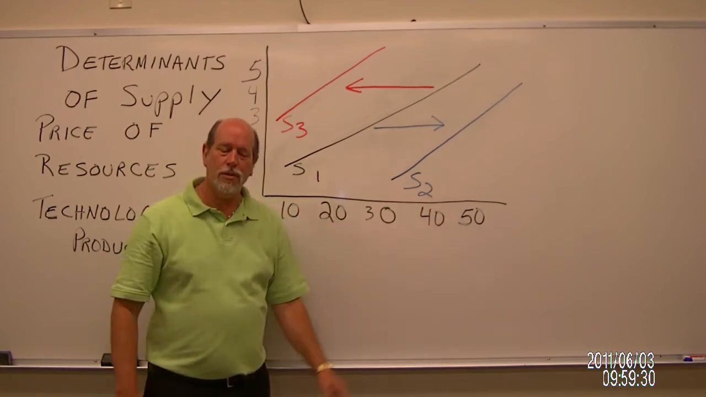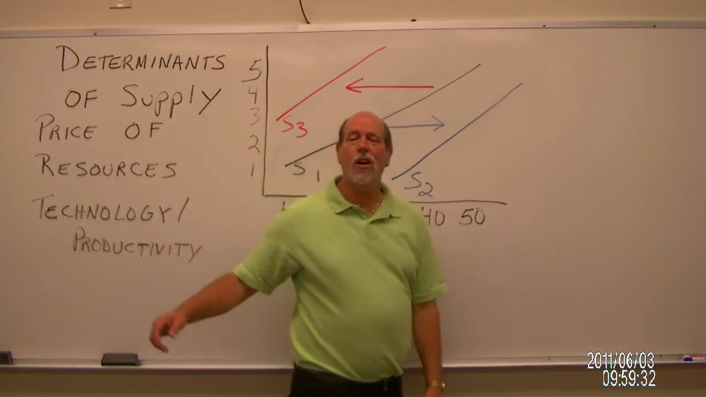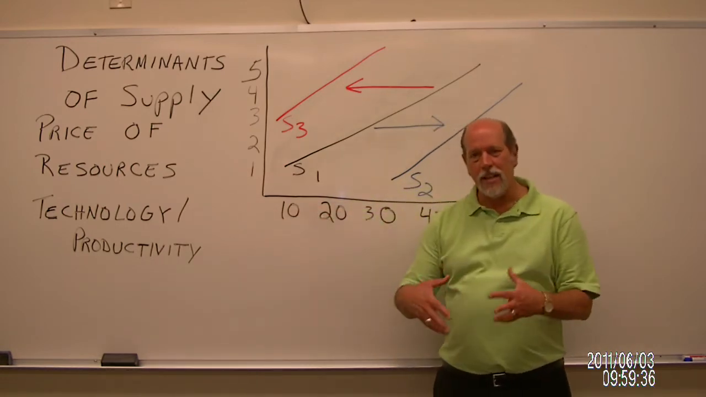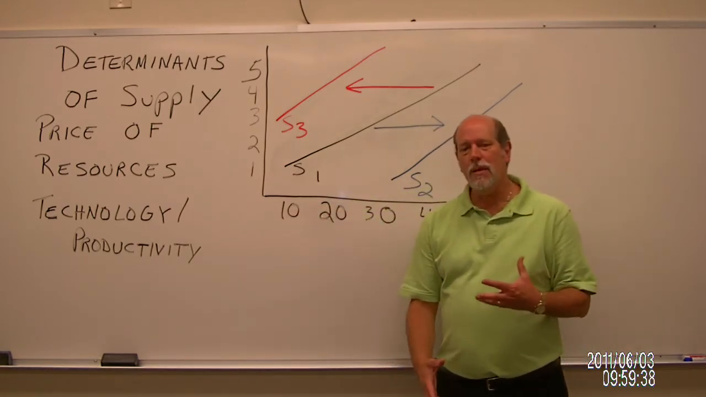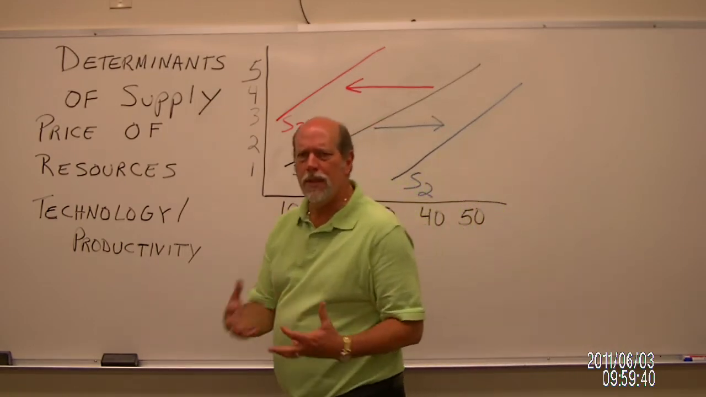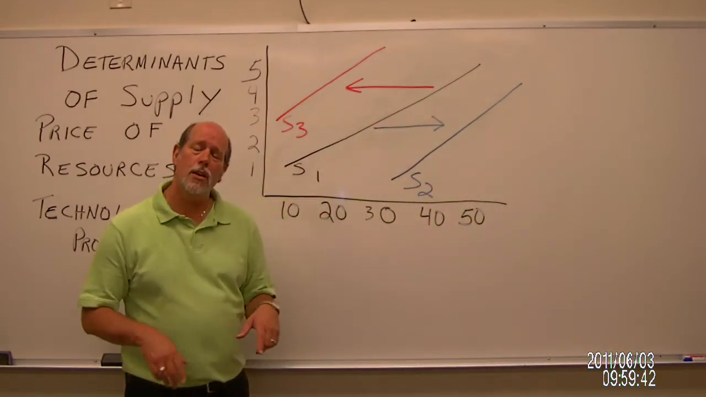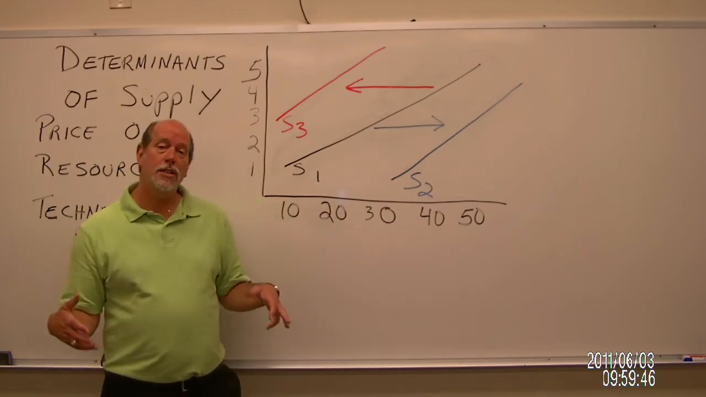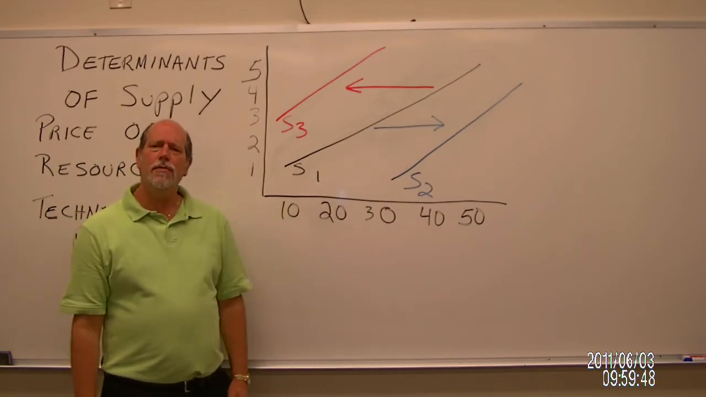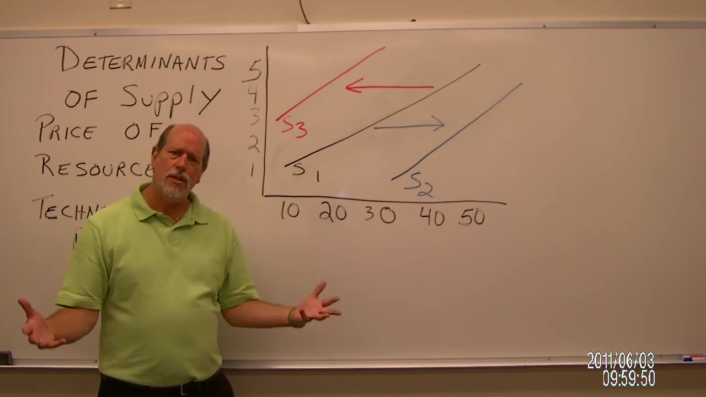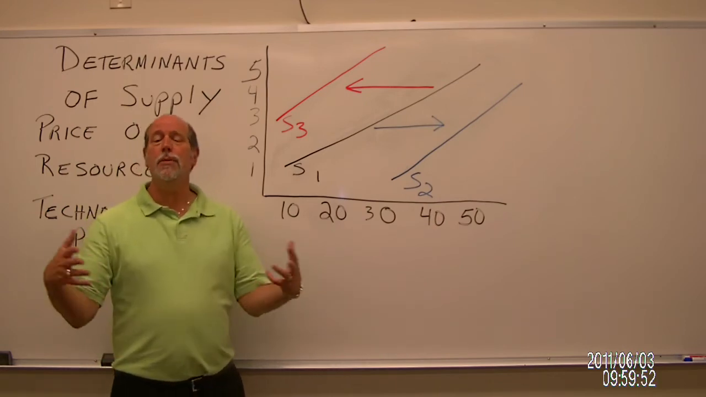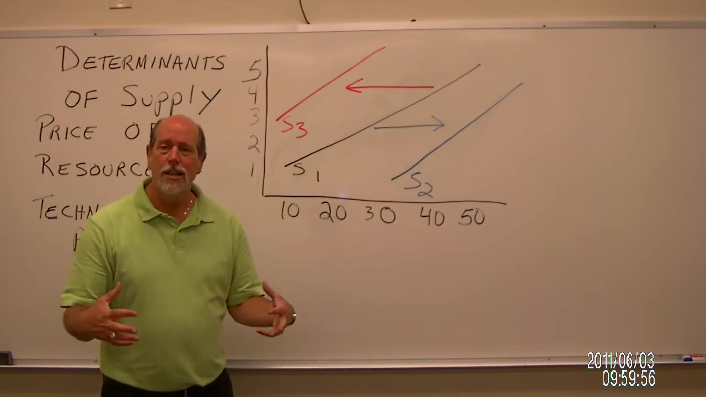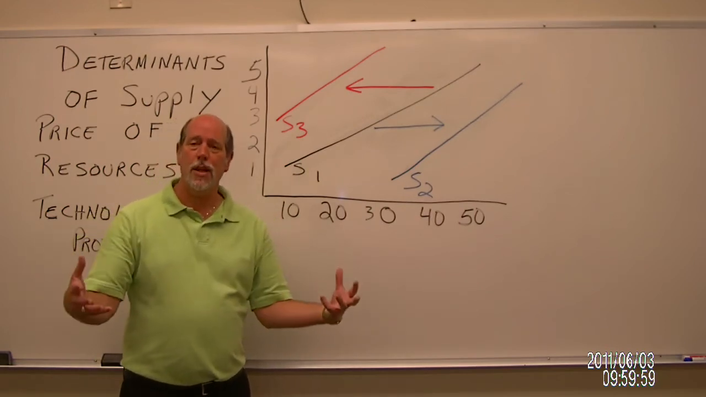So number one, price of resources. Number two, our authors talked about technology, productivity, kind of going hand in hand. And this is maybe a little bit different way of thinking about technology than what you've been used to. Yes, technology just does talk about some of those advancements that we've seen recently, like our ability to process information through the power of computing technology, allowing people to be much more productive.